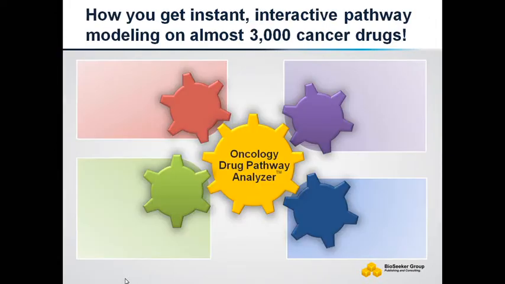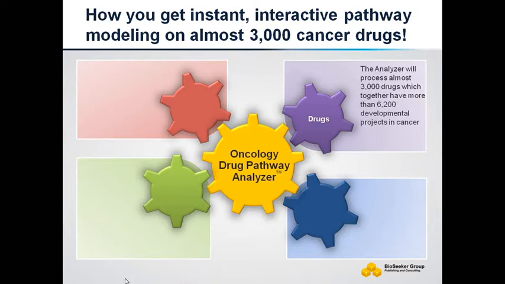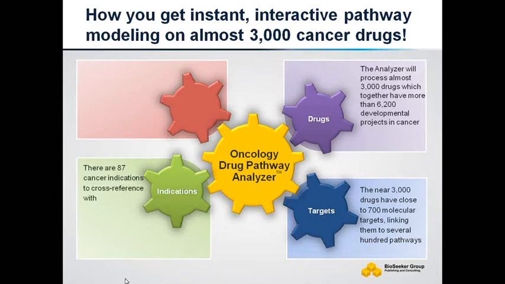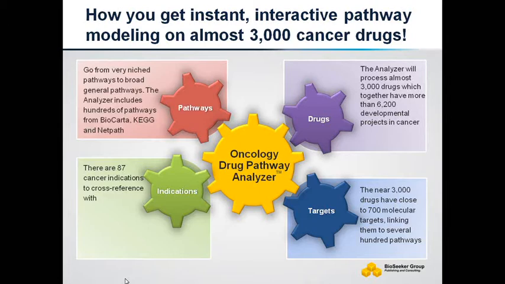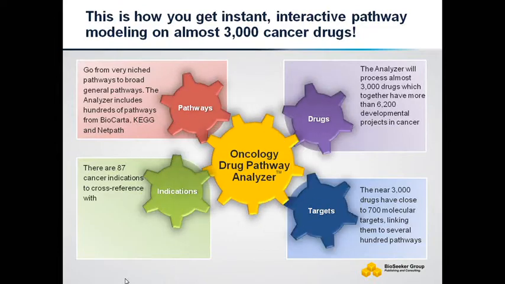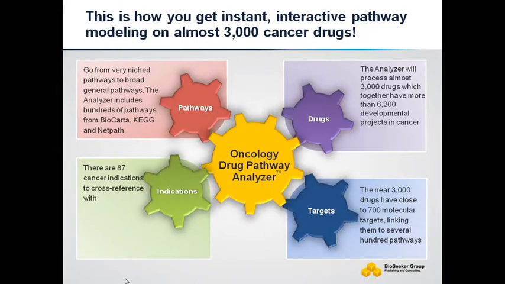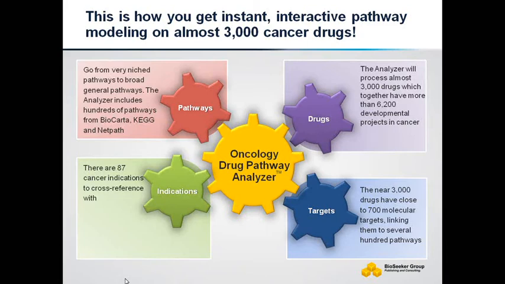How you get instant interactive pathway modeling on almost 3,000 cancer drugs. The analyzer will process almost 3,000 drugs, which together have more than 6,200 developmental projects in cancer. The near 3,000 drugs have close to 700 molecular targets, linking them to several hundred pathways. There are 87 cancer indications to cross-reference with, and you can go from very niche pathways to broad general pathways. The analyzer includes hundreds of pathways from BioCarta, KEGG, and NetPath. So this is how you get instant interactive pathway modeling on almost 3,000 cancer drugs.